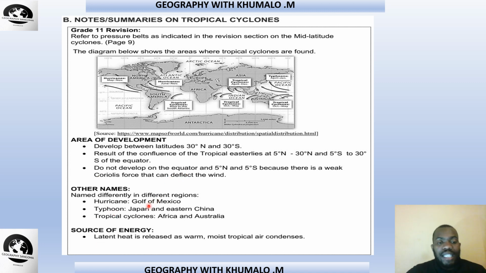So the other names that are given to the tropical cyclone in different regions: they are called hurricanes in Mexico, typhoons in Japan and eastern China, and tropical cyclones in Africa and Australia. The source of energy for this weather system is the latent heat released as warm, moist tropical air condenses. Now, this is where the tropical cyclone gets its energy. It gets its energy from latent heat, which is released as warm, moist tropical air condenses.